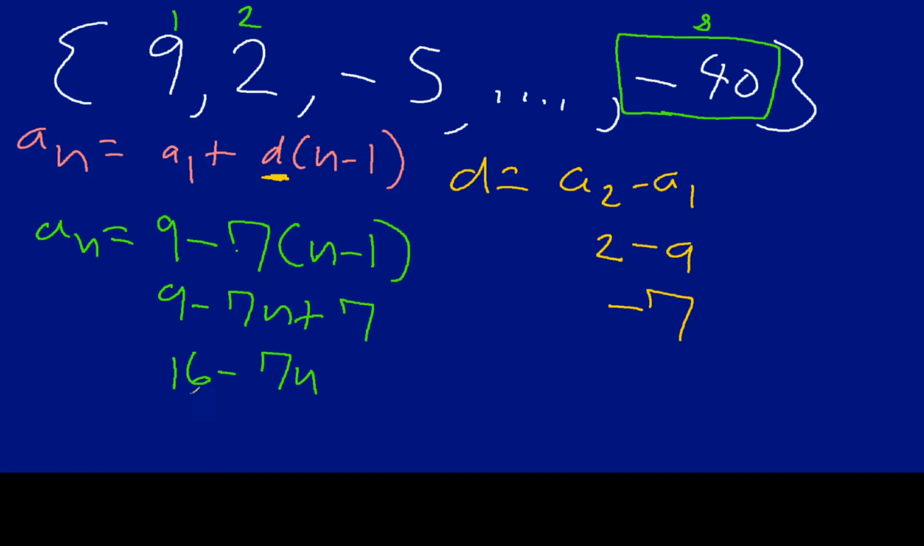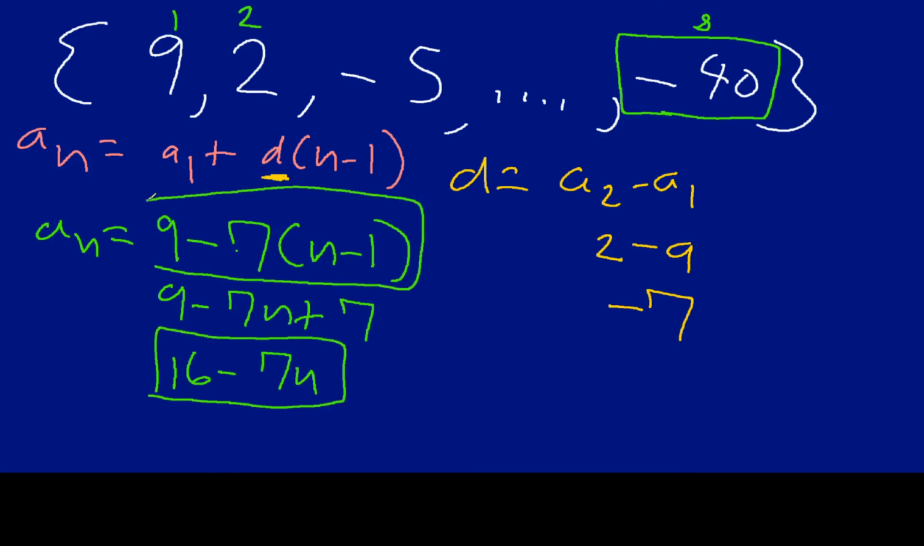And of course, yes, we could have used this formula down here. This is the simplified version. I just used this formula up here. It doesn't matter. They will both give you the same answer. If you don't believe me, let's see here. We put in 1. -7 times 1 is -7. 16 minus 7 is going to be 9. So it's the same thing.